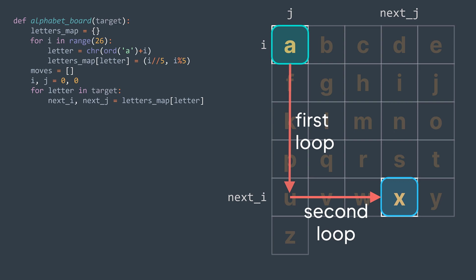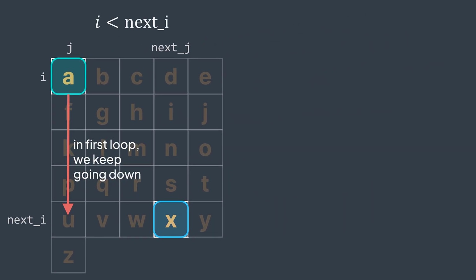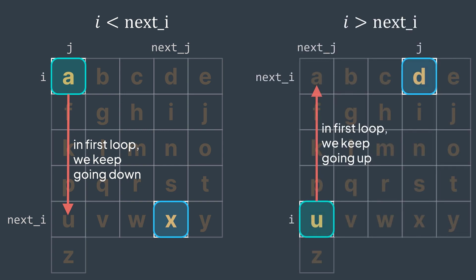Moving vertically means that we will either go up or go down. To know which move to do, we compare i and nextI. If i is smaller than nextI, then i is on top of nextI. We need to keep going down. Else if i is greater than nextI, then i is under nextI. We need to keep going up.